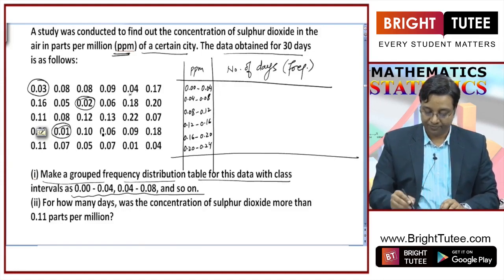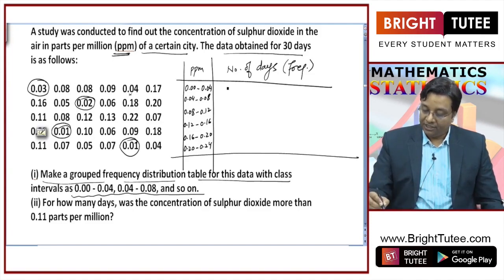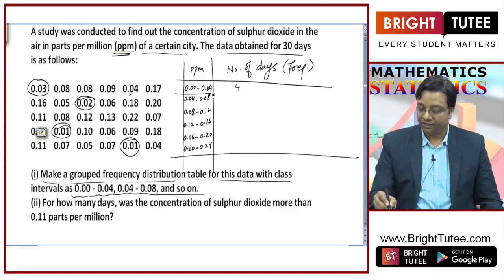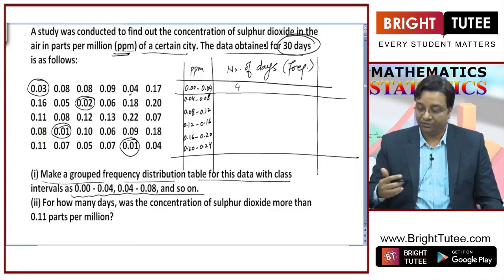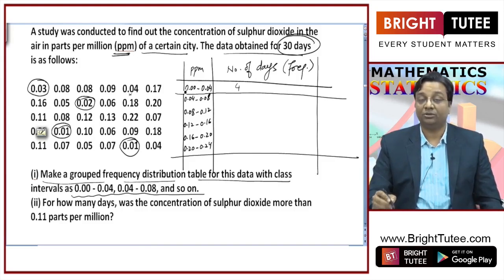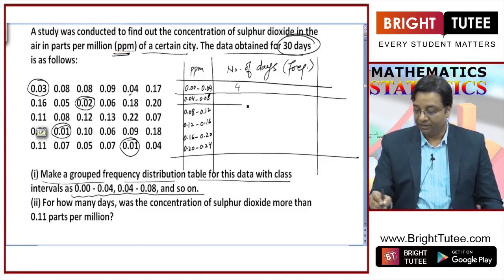Another number which is between 0.00 to 0.04. So I've got 4 numbers or 4 data points which are between 0.00 to 0.04. So I'll write 4 here. And what does it mean? That there were 4 days out of these 30 days on which the concentration of sulfur dioxide was between 0.00 to 0.04 ppm. Okay, this is how you interpret this.